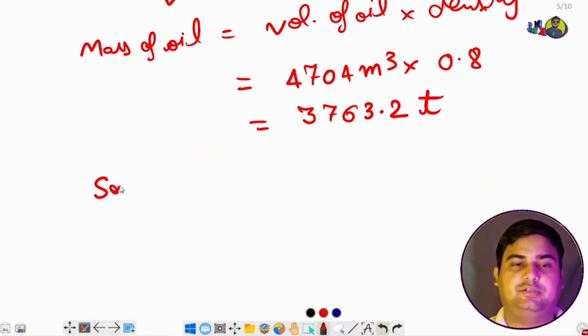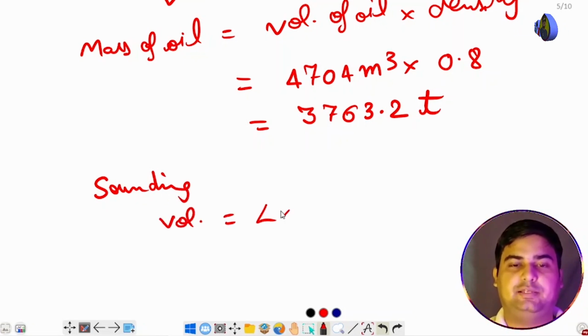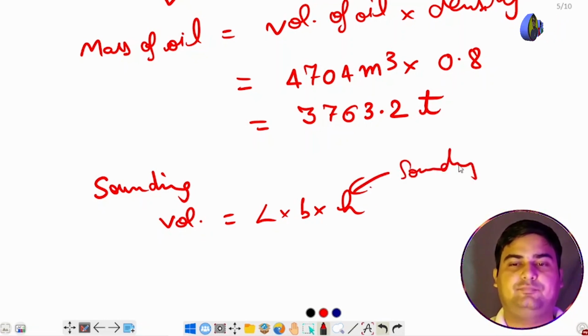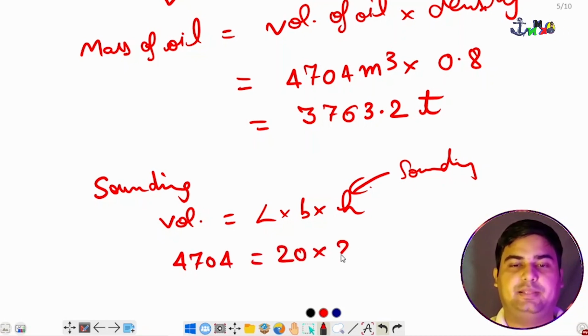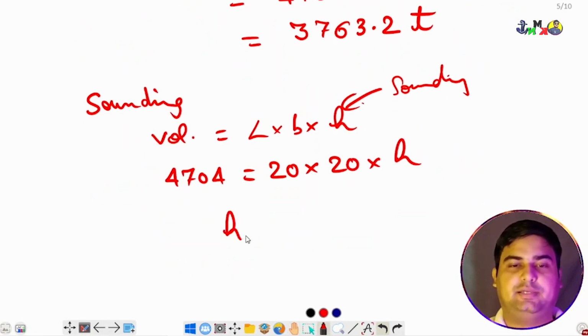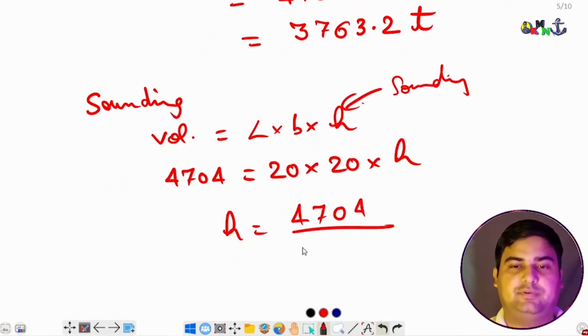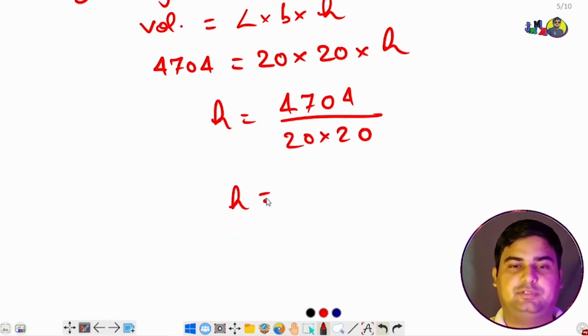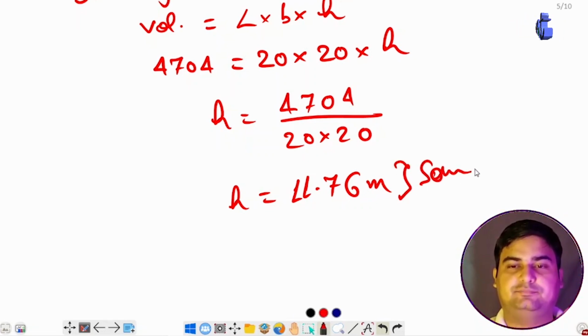So we need to now find out the sounding. Then we will calculate the ullage. As we know, volume is equal to L into B into H, where here H is the sounding. Volume we know, 4704, length we know 20, breadth we know 20, and this we can take as H. So H is equal to 4704 divided by 20 into 20. H will come to 11.76 meters. So this is the sounding we have calculated.